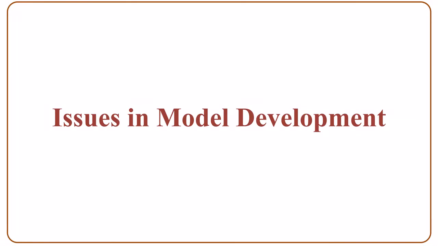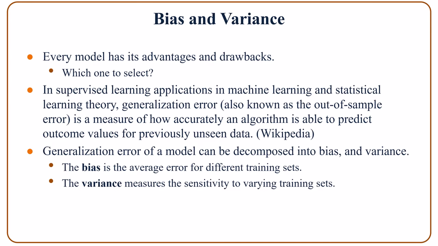Today, I'd like to talk about issues that you need to notice in model development. When we train a model and need to find which model would be the best to select, basically, we train a model with a set of parameters or a grid of parameters. So, which one should we select? Here we base it on the generalization error.